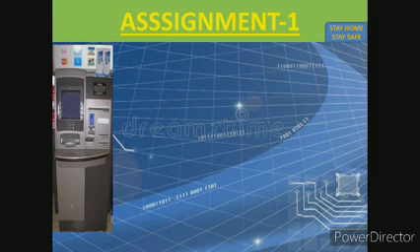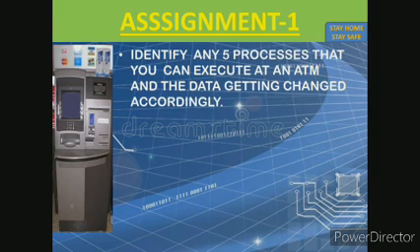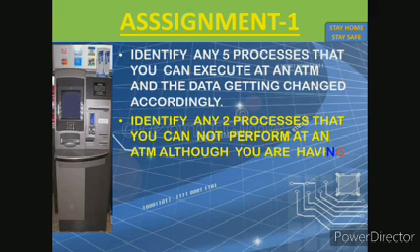Now come to the assignment. The first assignment is to identify any 5 processes that you can execute at an ATM and the data getting changed accordingly. You have to find out what things you can do at an ATM, because this banking support depends on an object-oriented platform. And due to those things, what values are getting changed in the database or the account. Similarly, find any 2 processes that you cannot perform at an ATM, although you have an ATM card. That means you insert an ATM card into the machine, but what can you do and what can you not do? Whenever you do something, what values change in your account? You have to find it out, and also what things you cannot do at an ATM.